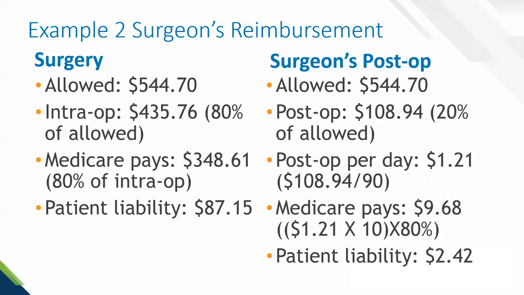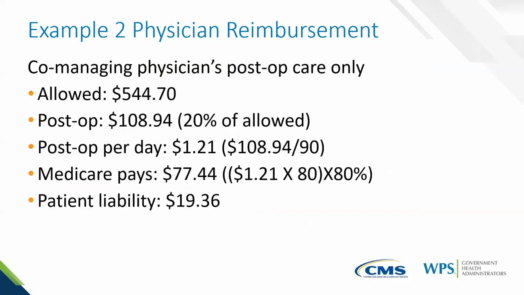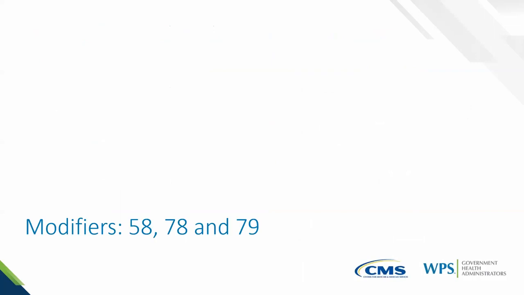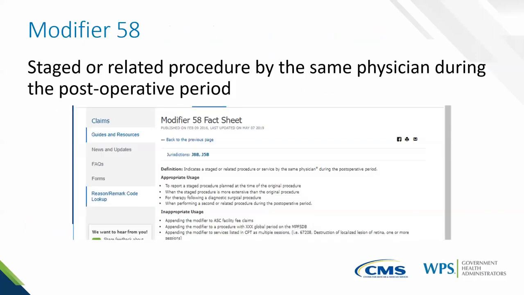The next slide just walks you through the math on both the surgeon's claim for the 54 part and the surgeon's claim for the 55, and then walks you through the reimbursement for that second physician in using that 55 modifier. The next modifiers that we have then are 58, 78, and 79.